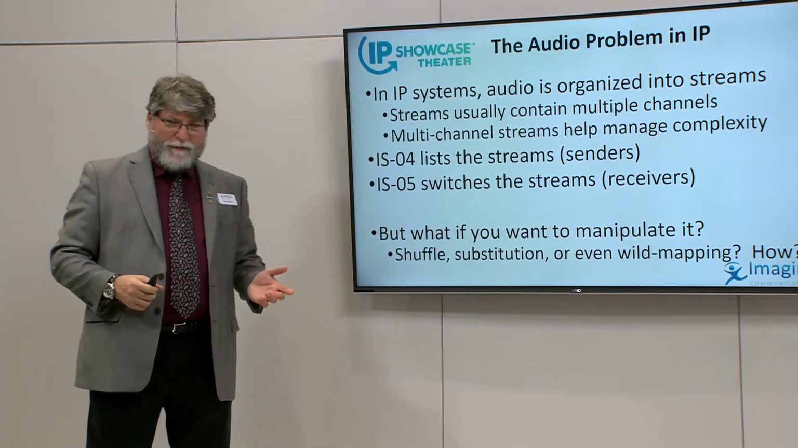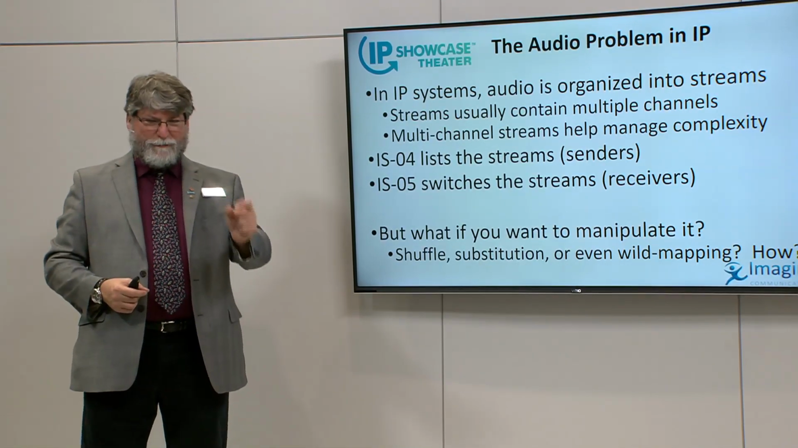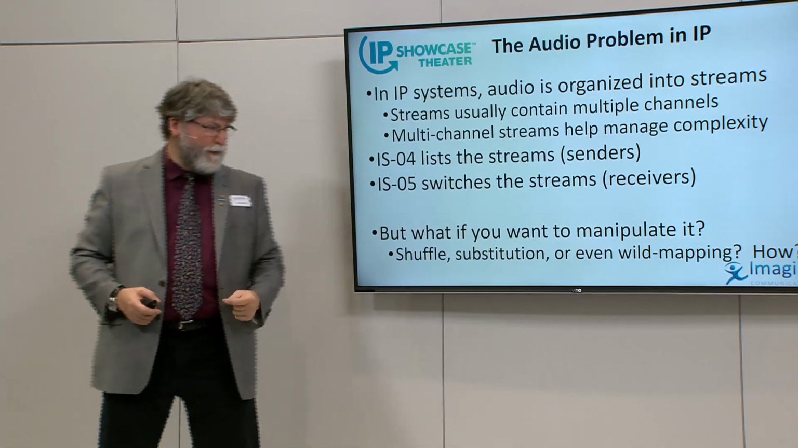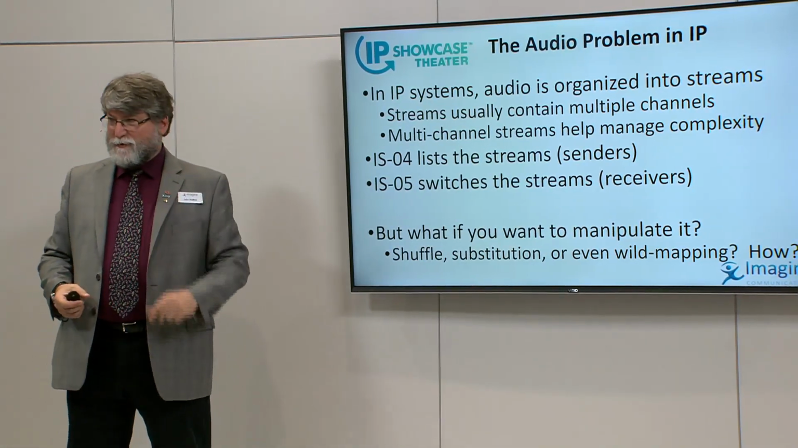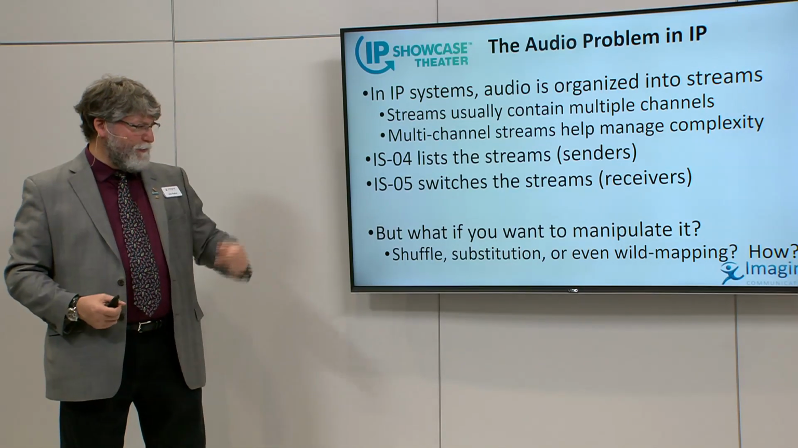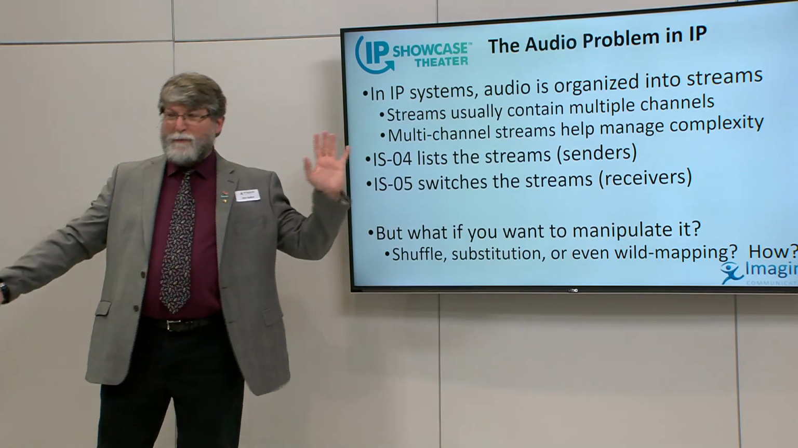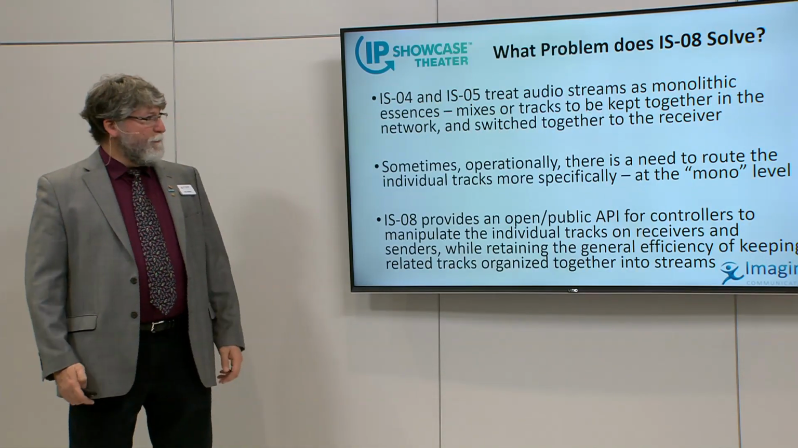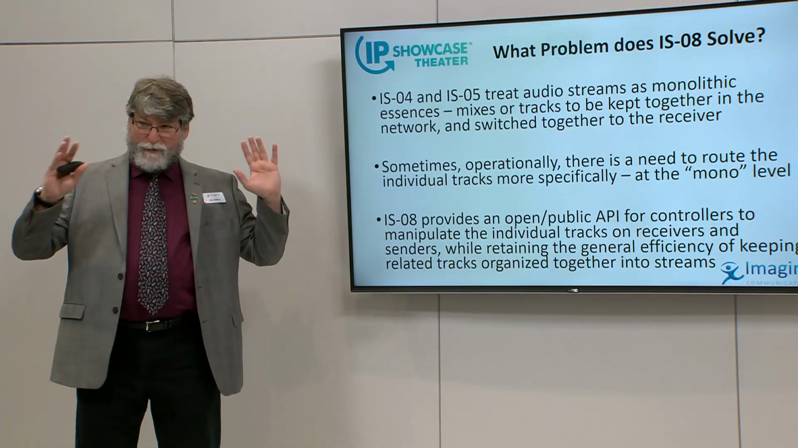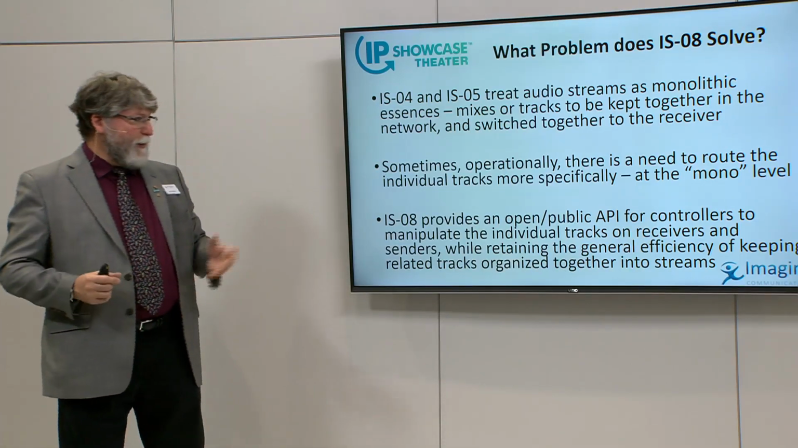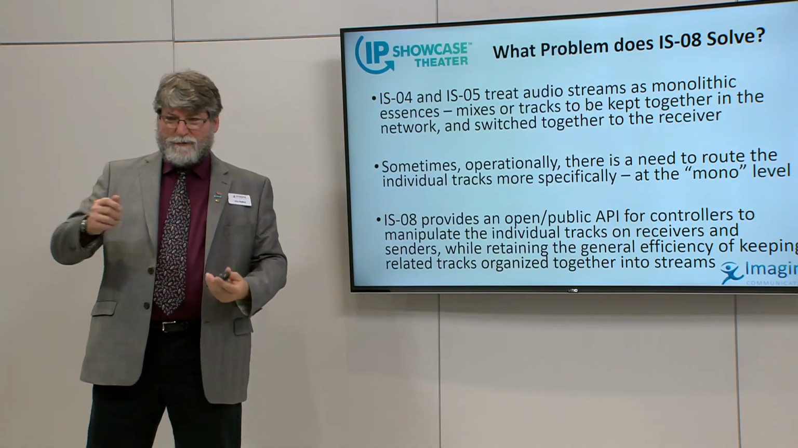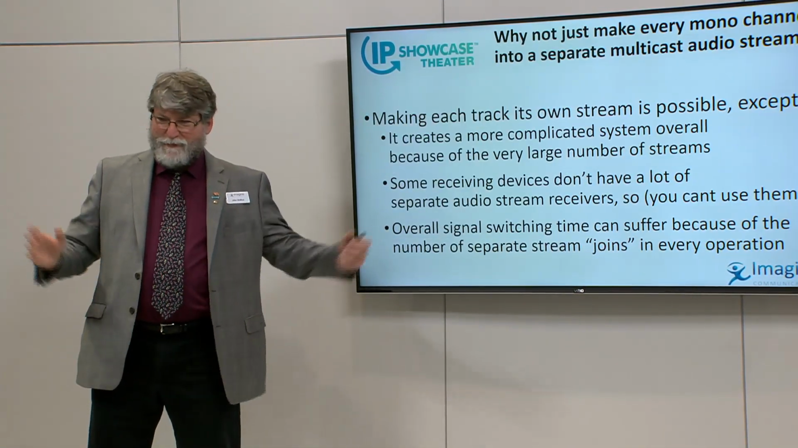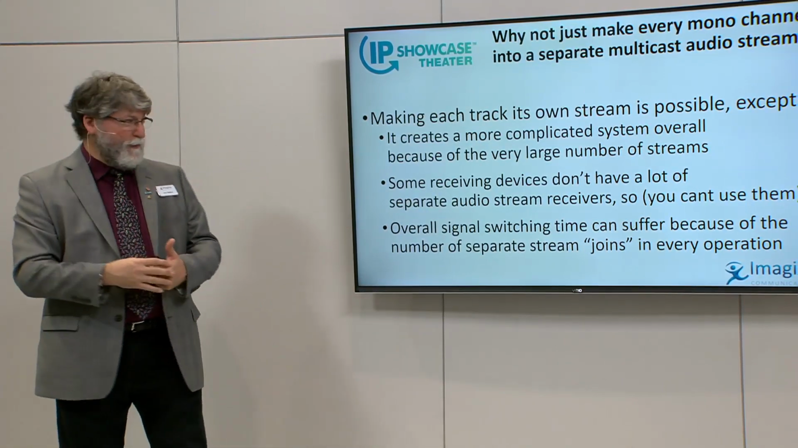But that's fine, but that's a stream. What if I want to do something about channels within a stream? How do I do that? To the question of something like a shuffle, or an insert, or a substitution, or even a wild map, right? How do I do that when all I can address are streams? So IS-04 and 5, obviously we treat the streams as monolithic essences. But operationally, you need to be able to say, I want to swap the left and right channel because I know they're wrong. You can't, there's no arguing it, you just have to do it.